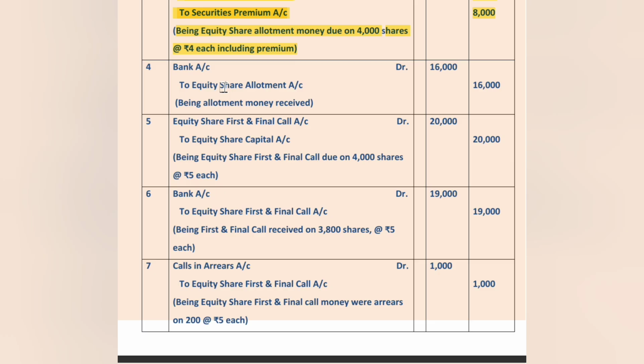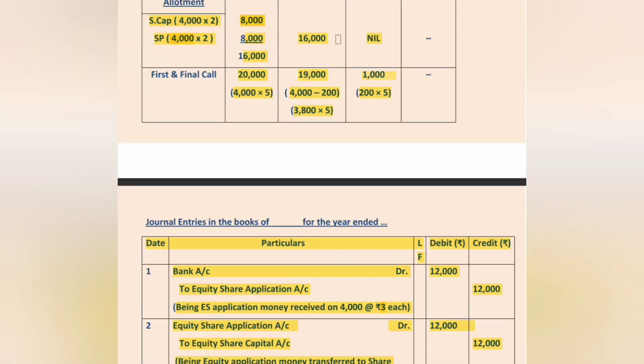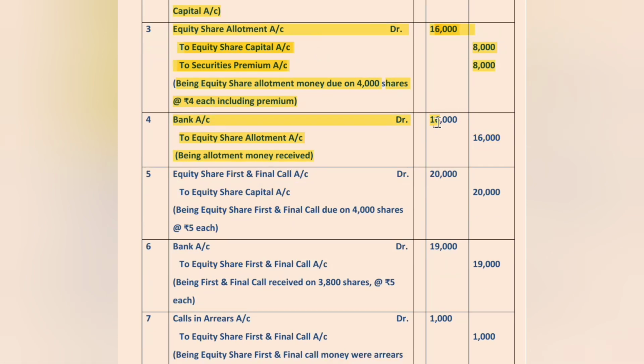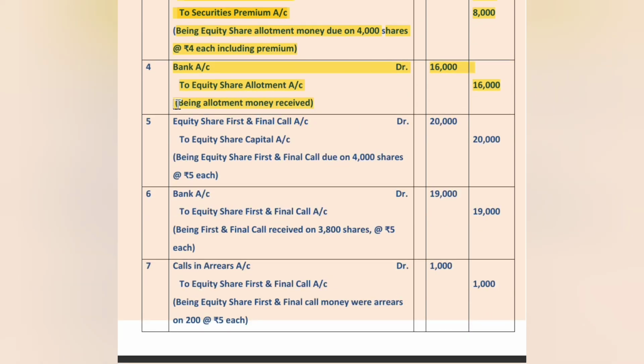Next is receiving the allotment money, right? Who receives the allotment money? The bank, right? So, bank account debit to equity share allotment account. How much received? 16,000 received. Being equity share allotment money received.